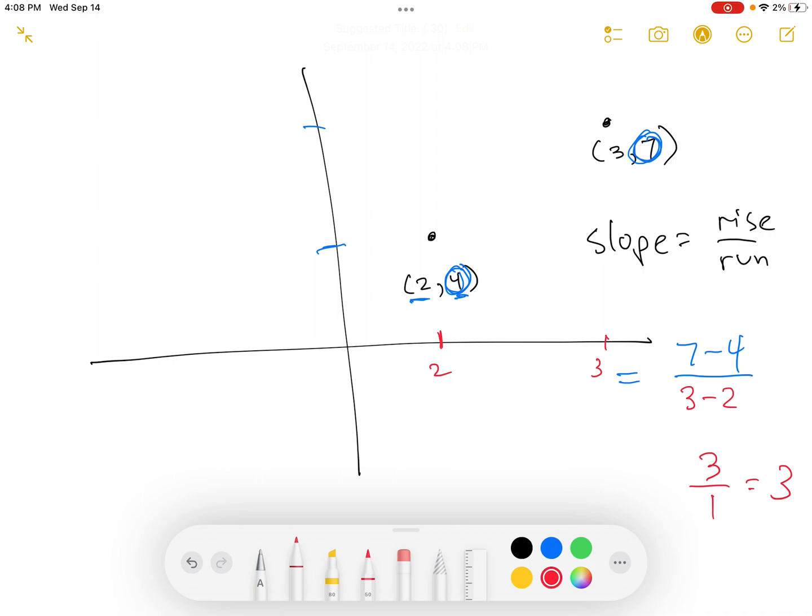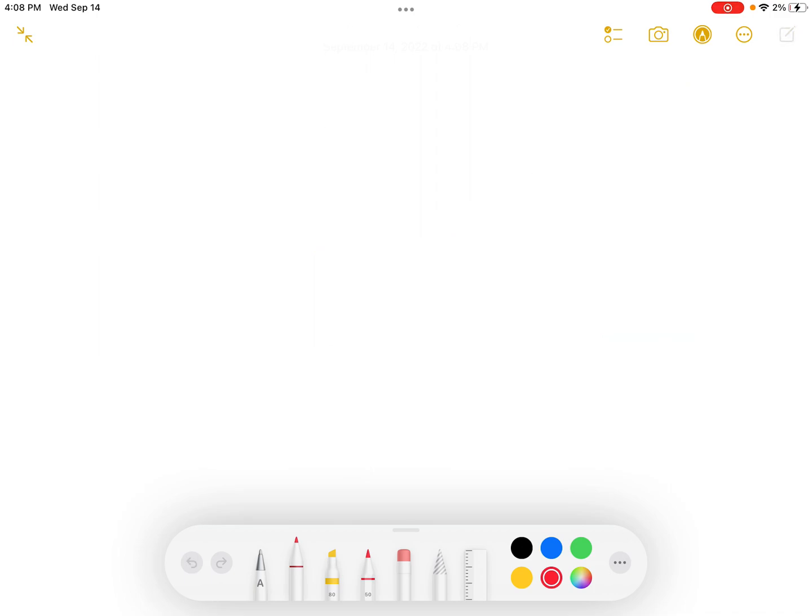Now the last thing I do is I just check, is the slope going to be positive or negative? And if I go up as I move to the right, the slope is going to be positive, so our answer here is just 3. Let's do this one. Find the slope between negative 4, 5, and 1, 4. Go ahead and pause the video, find the slope between those lines.